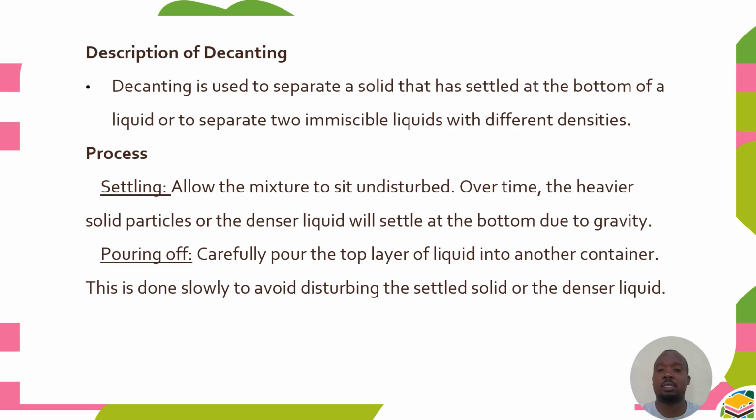It is very obvious that the liquid which is denser should be down, while the one with a lower density should be on top. Then we have pouring off. Remember, we are describing the process of decanting. You carefully pour the top layer of the liquid into another container. You have a container with a mixture of these two immiscible liquids, and another container which is empty. You pour the liquid which is on top into the separate container. You do this carefully and slowly to avoid disturbing the settled solid or the denser liquid.